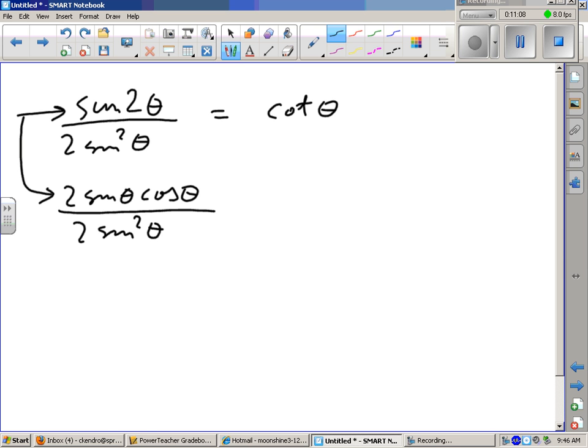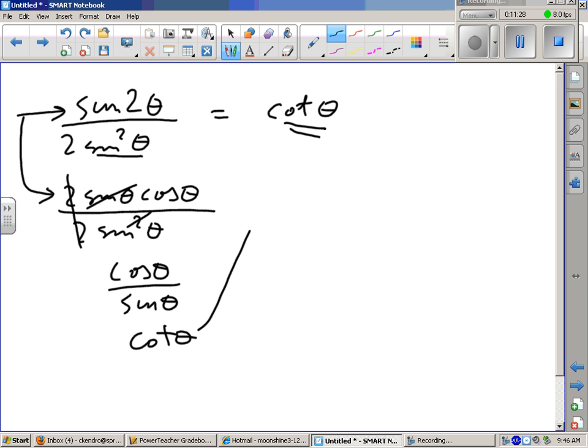Put that in, 2 sine squared. I don't really want to change anything there. If I did, this would be Pythagorean. It would be 1 minus cosine squared, but that doesn't get us closer to our goal over here. So right now I can cancel the 2's. I can cancel one sine with another sine, and I'm left with cosine over sine, which is cotangent. So that's exactly what we wanted.